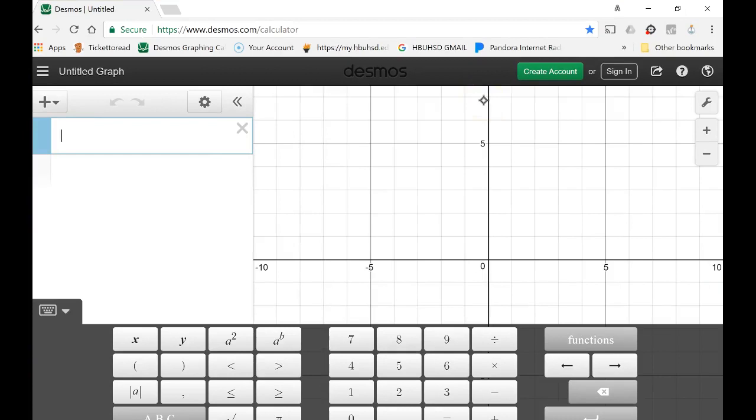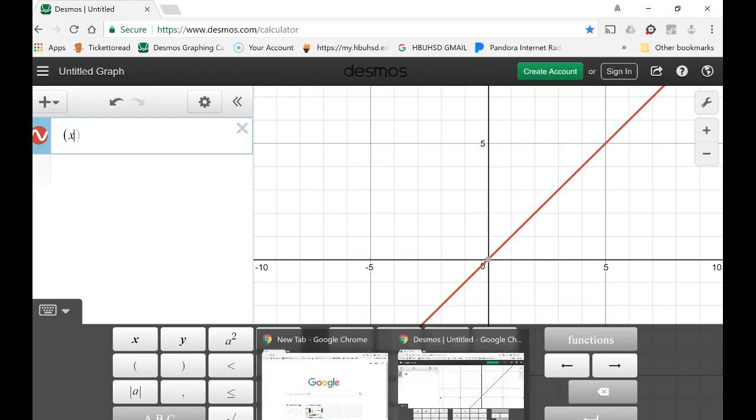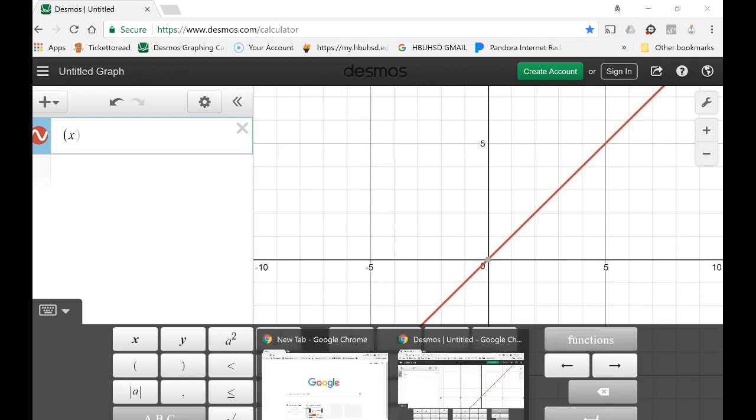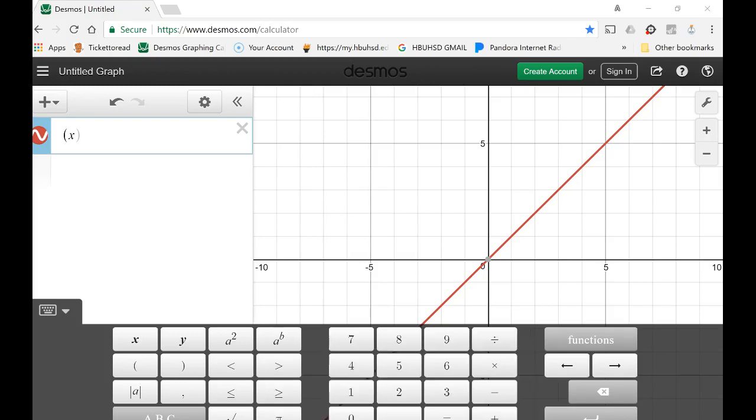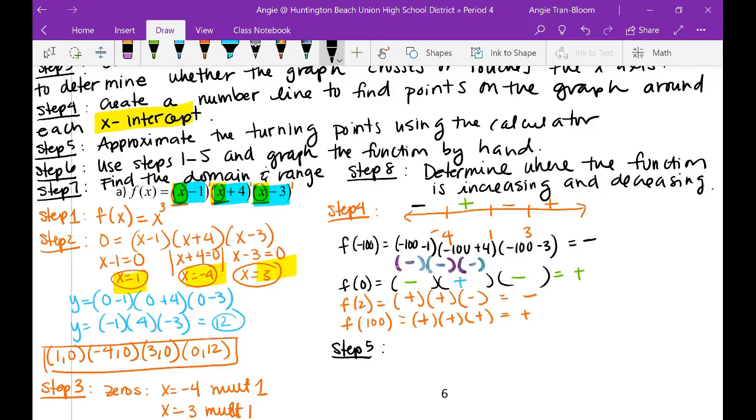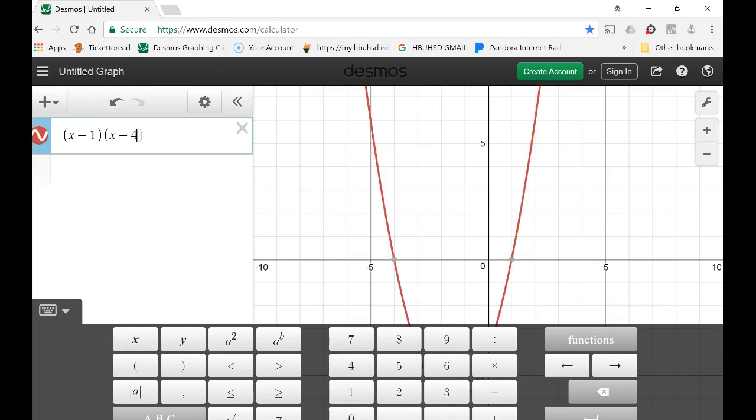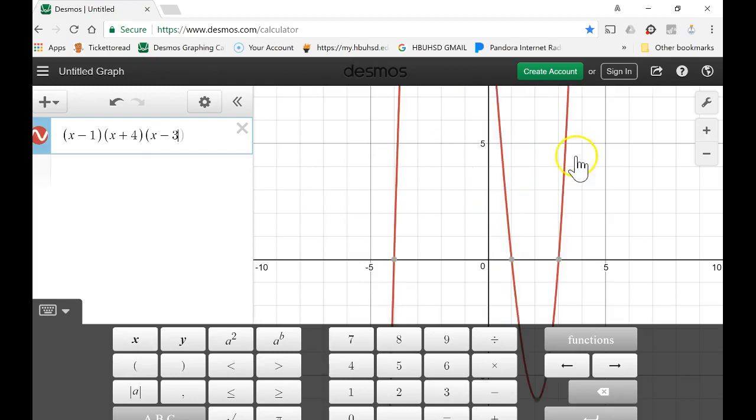Okay, so your equation was open quantity x, what was that again? Sorry, it's really difficult for me to do this without seeing it all. Where is that? x minus 1 times x plus 4 times x minus 3. Okay. x minus 1 times x plus 4 times x minus 3. Okay, so here's my graph.